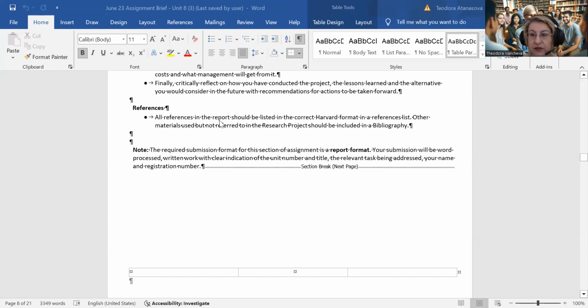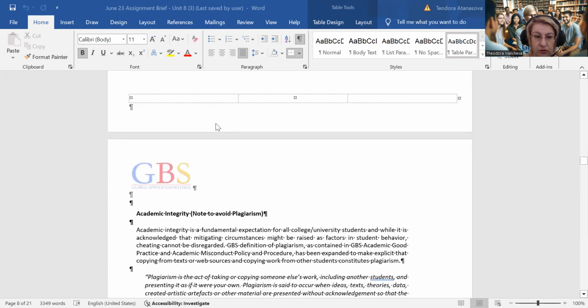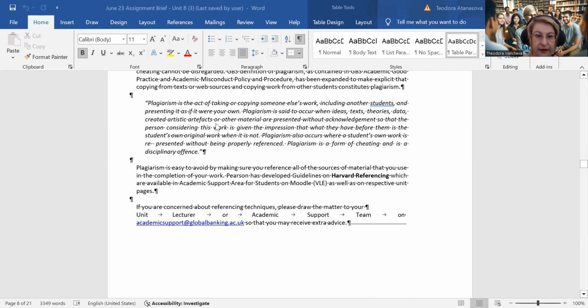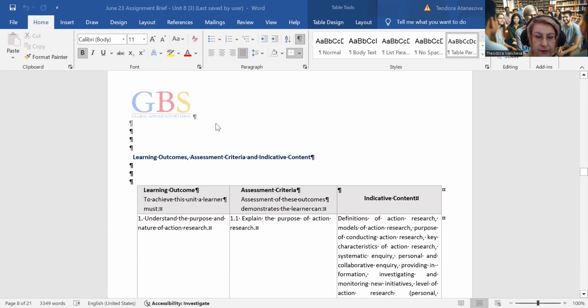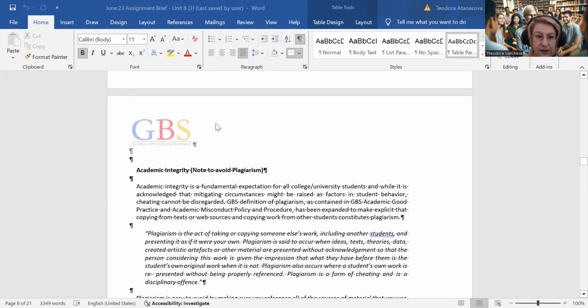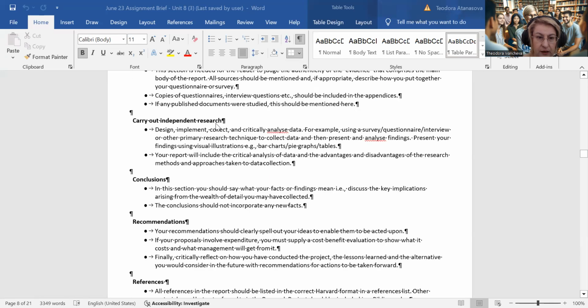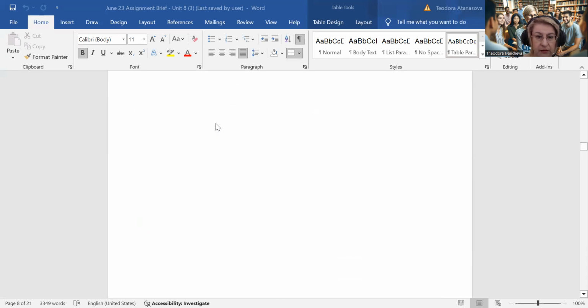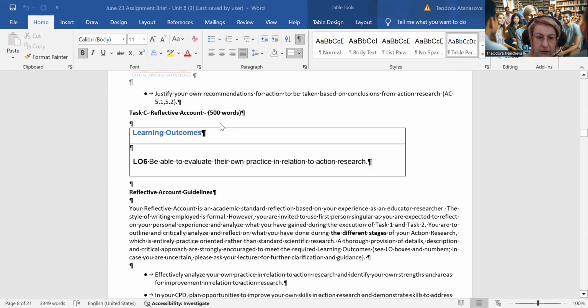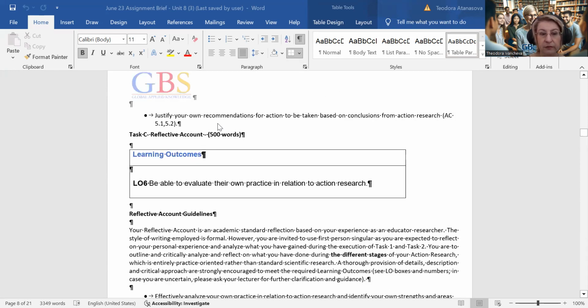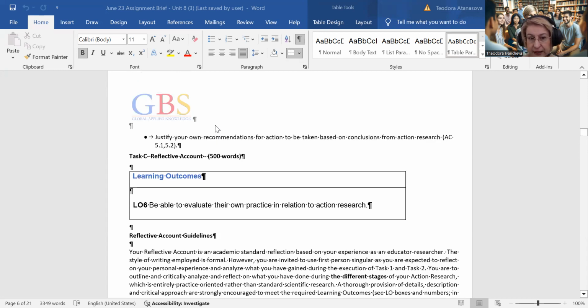Make sure that the difference here between references and bibliography is that we expect your references and resources to be cited all across your evaluating account. And then moving on to task 3 or task C, we are talking here about a reflective account.